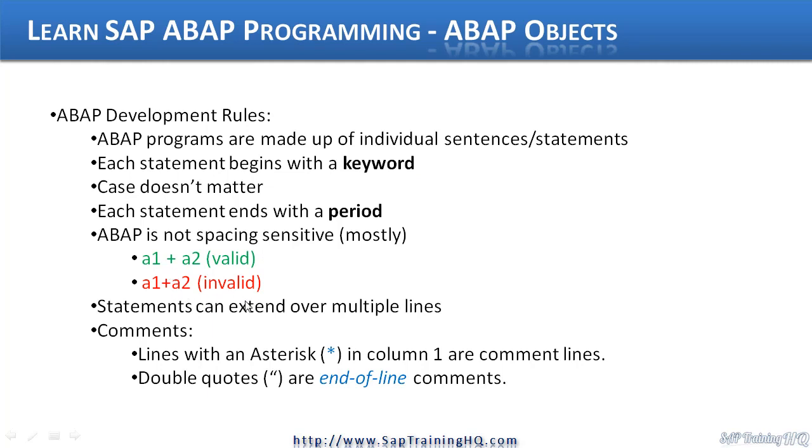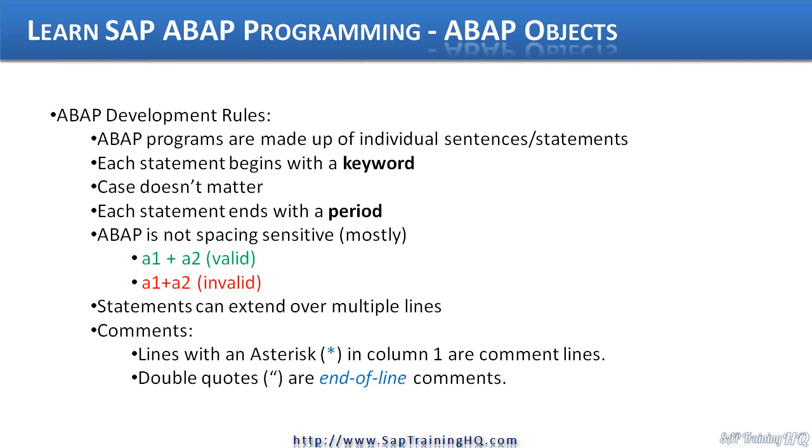Now, statements can extend over multiple lines. One of the nice things that I really like about ABAP is you can structure your code in such a way that it becomes super easy to read. When we have statements that maybe 100, 150 characters long, you can structure them over separate lines. It doesn't matter how many spaces or how many lines you take up. You can structure your code in such a way that it's really easy to read.